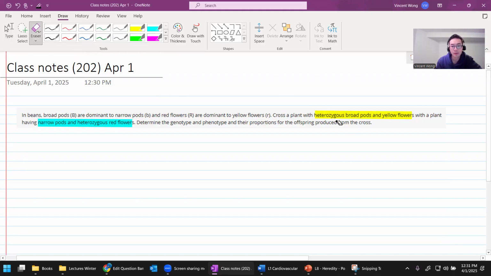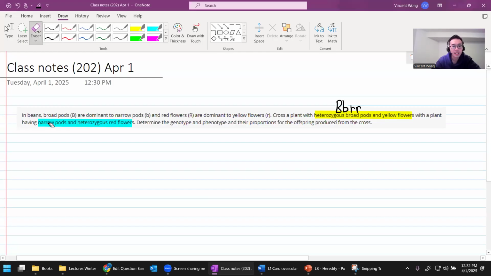So let's do the first parent right here. It is heterozygous broad, and broad is big B. And since it is heterozygous, it will be big B, small b. And we have yellow flowers here. The question does not specify whether it's homozygous or heterozygous yellow flower. However, because yellow flower is recessive, the only way for the trait to show up is if it is homozygous. So that's the genotype for the first plant.